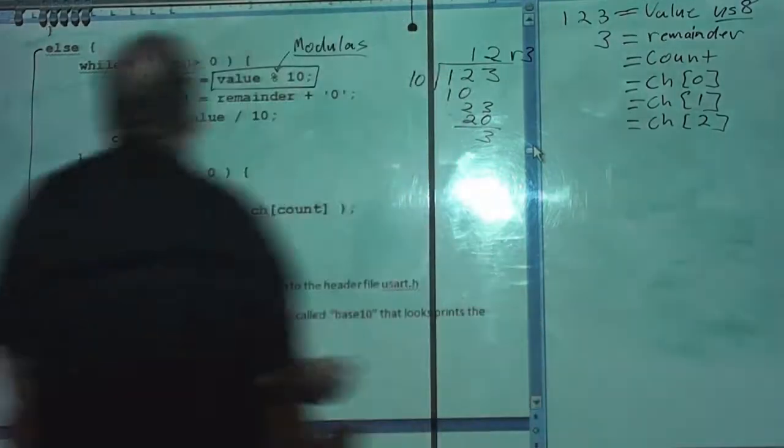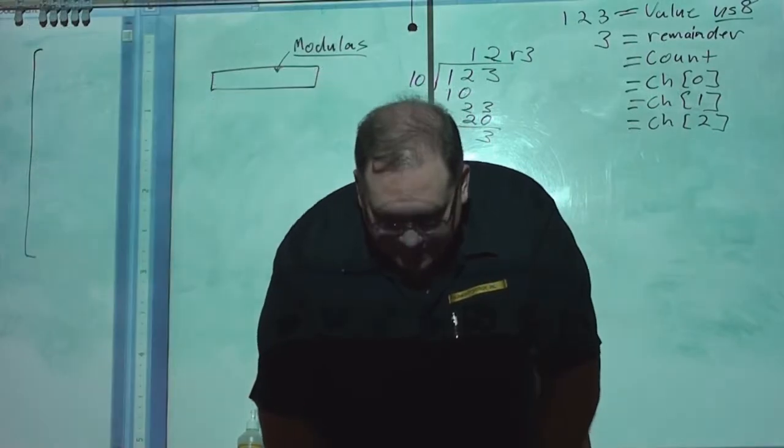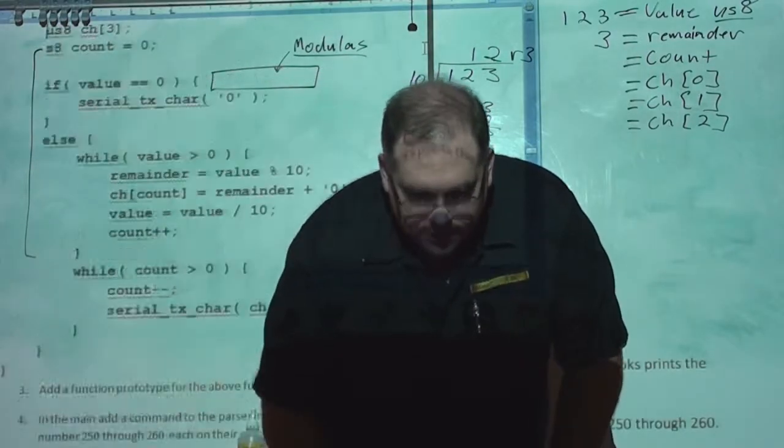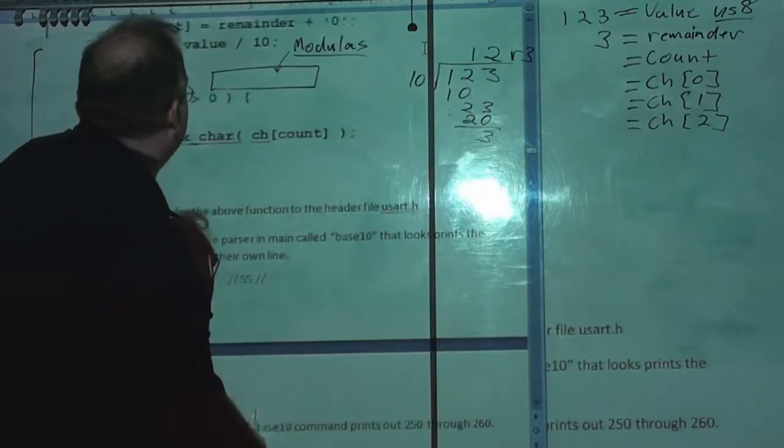Count was initialized at the beginning. What's it initialized to? 0? I believe you, but I want to put it back on the screen, just so everybody else believes. So count got initialized to 0. Okay, so count started out 0.